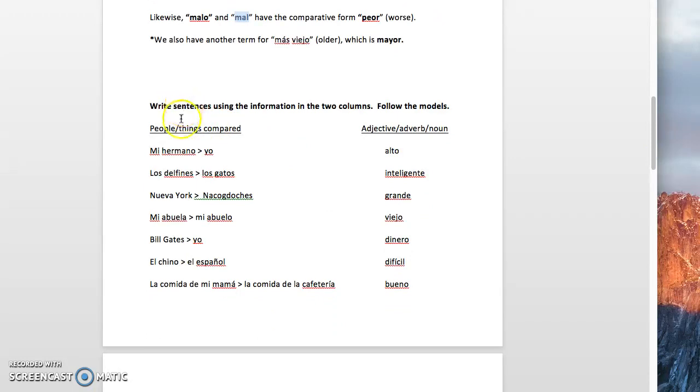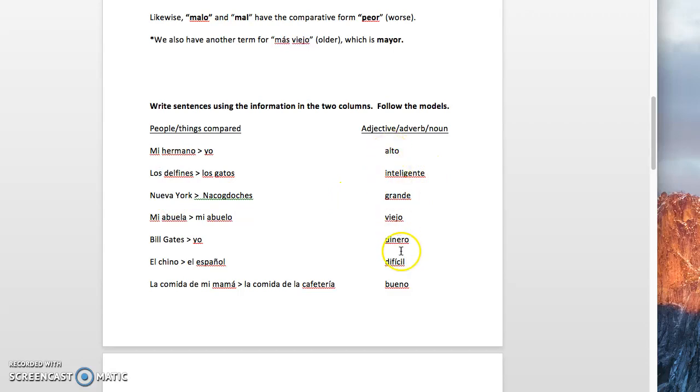Write sentences using the information in the two columns. Follow the models. So we'll do a model together. Mi hermano versus yo. And the adjective that we want to compare or use as our basis for comparison is alto. Mi hermano es más alto que yo. Try it with delfines. Dolphins y gatos. Los delfines son más inteligentes que los gatos. Inteligentes porque tenemos delfines, plural, y el adjetivo también es plural.